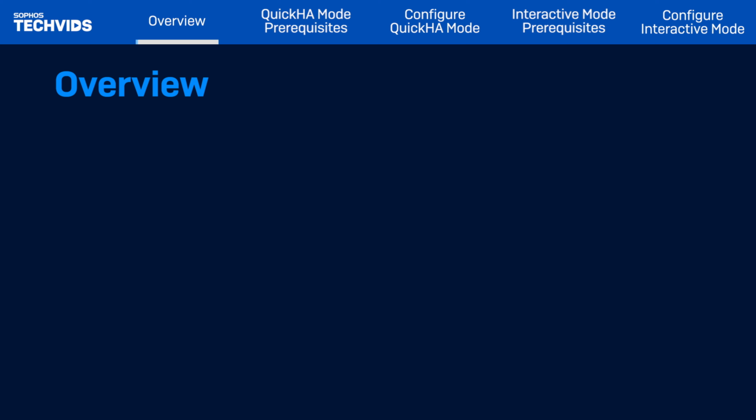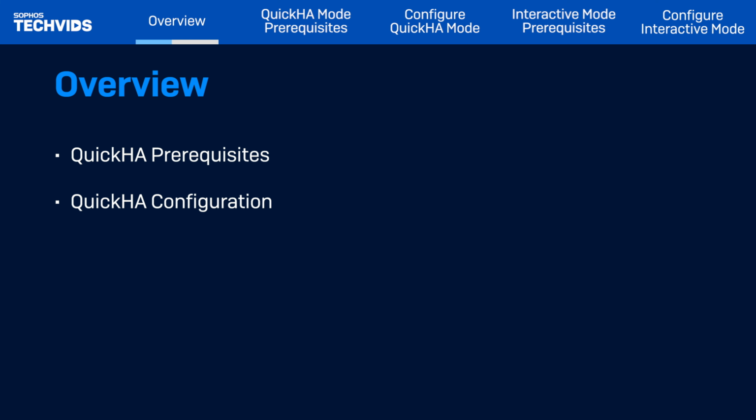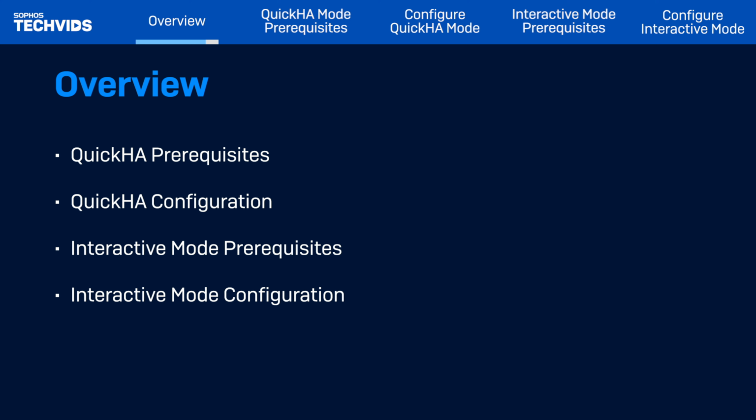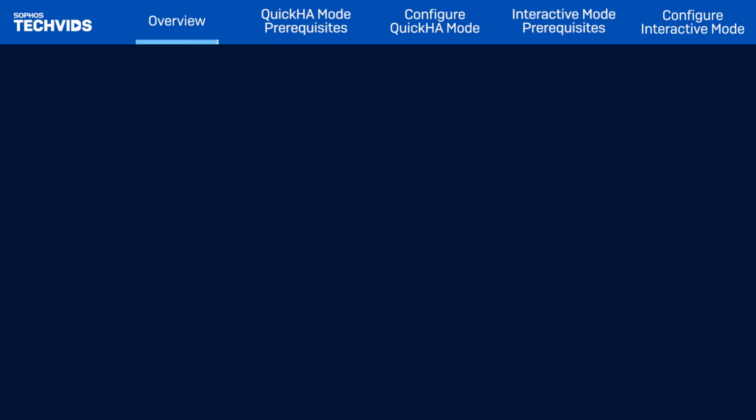In this tech vid, I'll guide you through the configuration of both HA modes available in Sophos Firewall. First, I'll talk about the prerequisites for configuring Quick HA, the simplest method with the fewest configuration steps. Then I'll guide you through the HA configuration using Quick HA mode. Afterwards, I'll go over the prerequisites for Interactive mode, which is a legacy mode that allows you to manually configure all HA parameters, and demonstrate how to configure HA with Interactive mode. Let's get started with Quick HA mode.